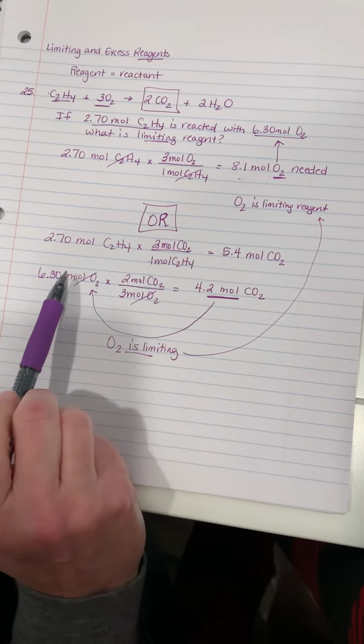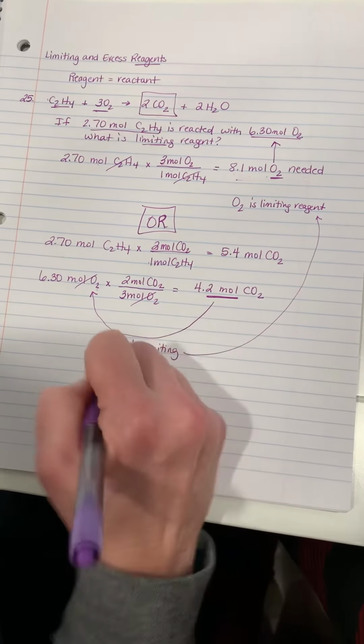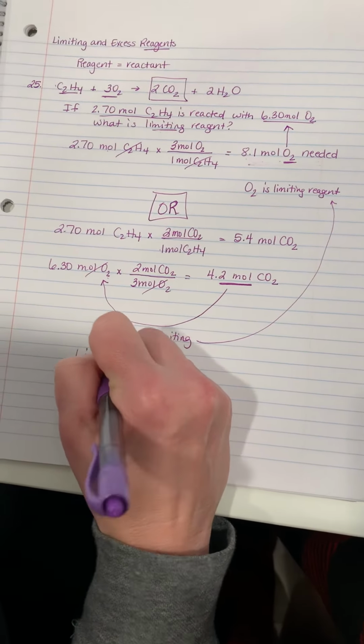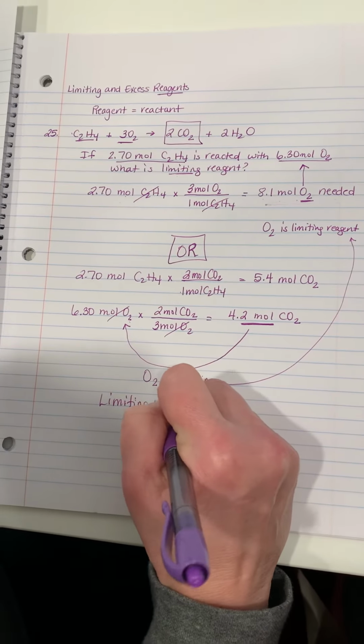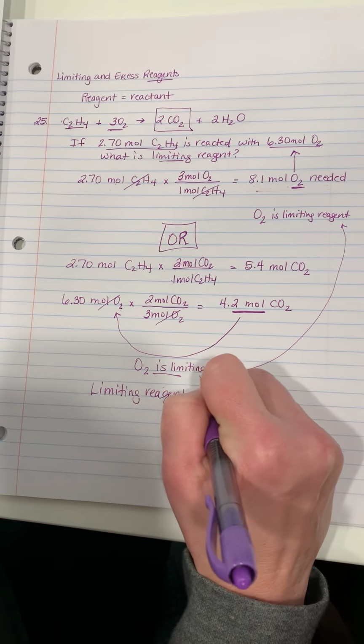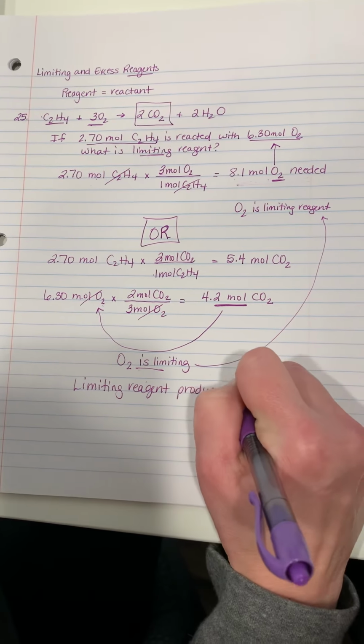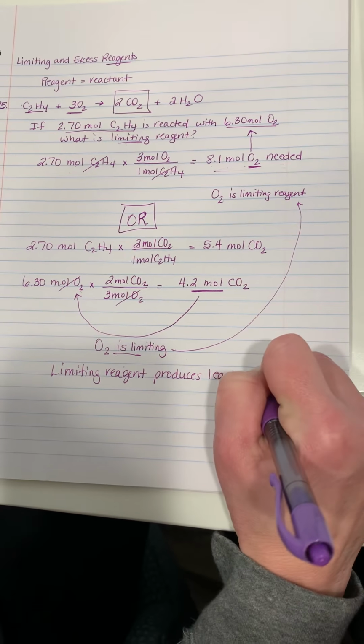I figured out how much product each one could make, and then I'll write that down so you can remember it. Limiting reagent produces least amount of product.